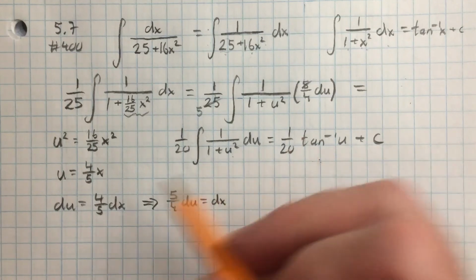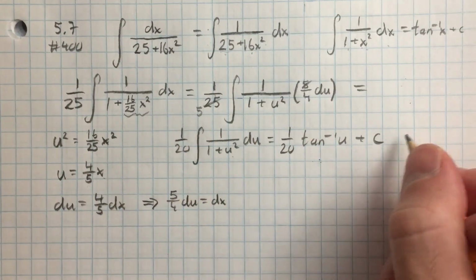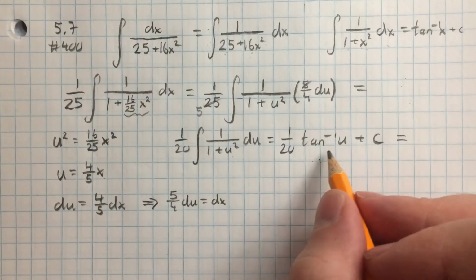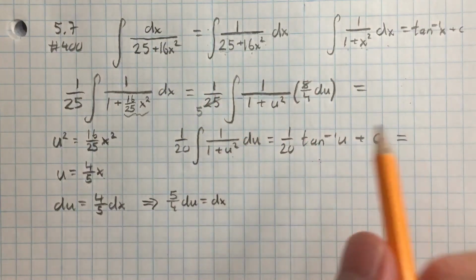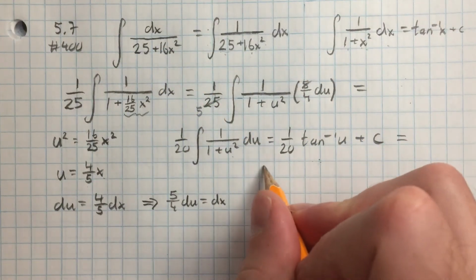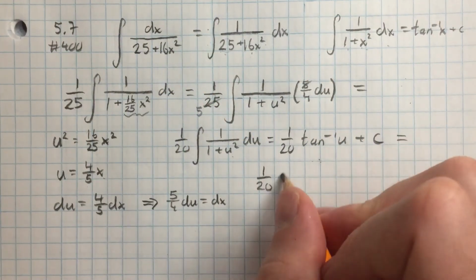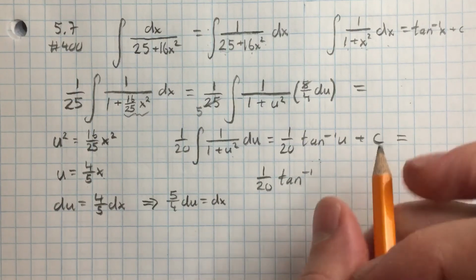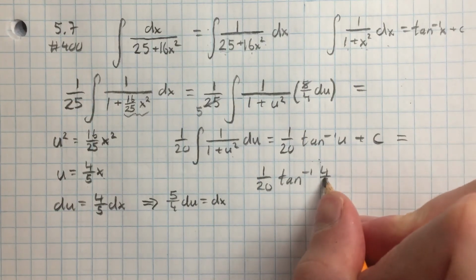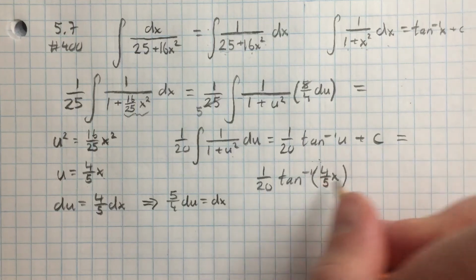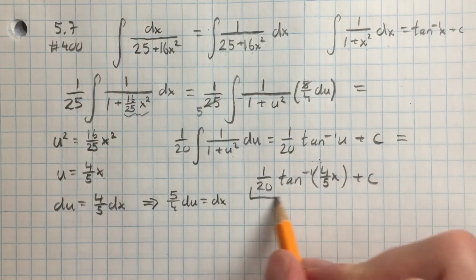But u, we know, is 4/5 x, so therefore you need to substitute back in, because the original was in x, we want the final to be in that same variable. So 1/20 tan inverse of 4/5 x plus c is our answer.